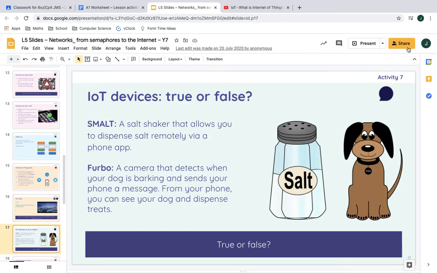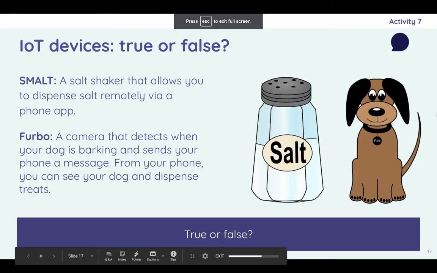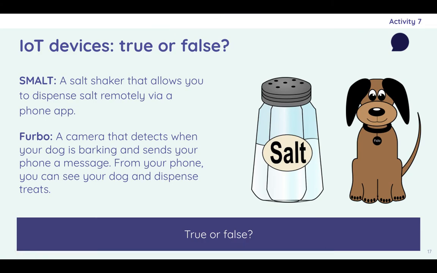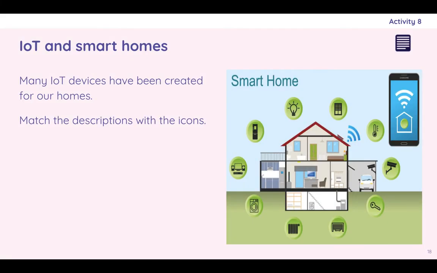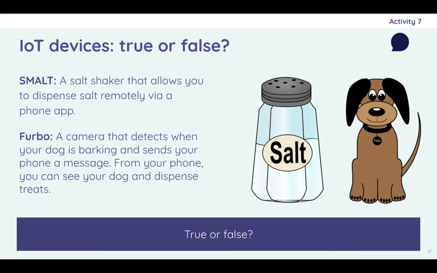So next up, Internet of Things devices, true or false? A salt shaker that allows you to dispense salt remotely via a phone app. Is that a real thing or a false thing? Furbo, a camera that detects when your dog is barking and sends your phone a message. From your phone, you can see your dog and dispense treats. Which ones of those are true? The salt shaker, I don't think that would be a thing, but I could imagine the dog thing being a thing. I feel like quite a lot of the time they're trying to invent reasons for Internet of Things to exist. Some of these are a bit dubious, really, aren't they? But people make them, people sell them, people buy them.